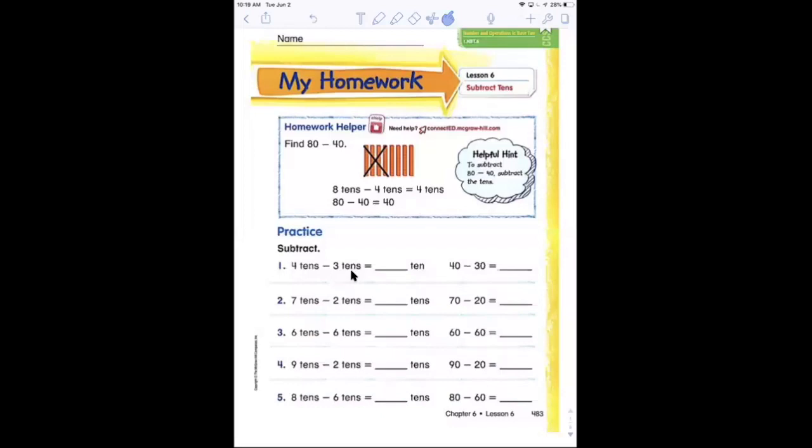Okay, so we're reviewing from yesterday, adding tens, and remember what Ms. Morales said, okay? Even though the problem is horizontal, you need to rewrite it the vertical way, okay?